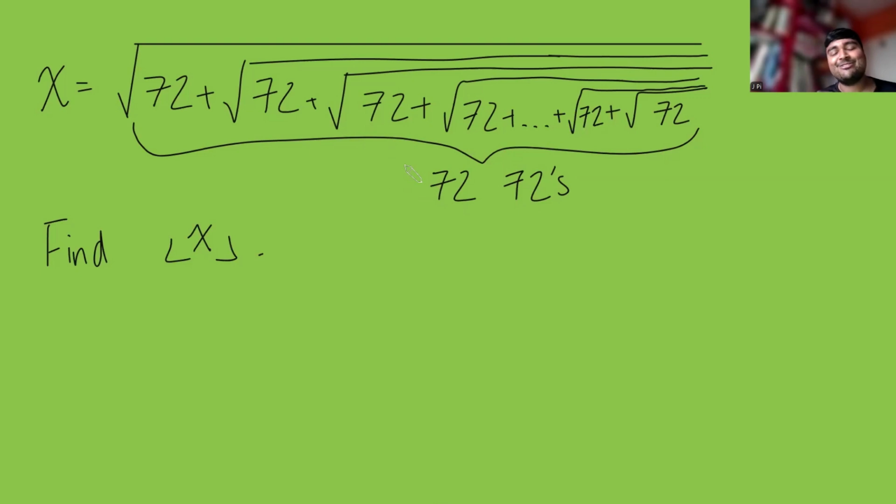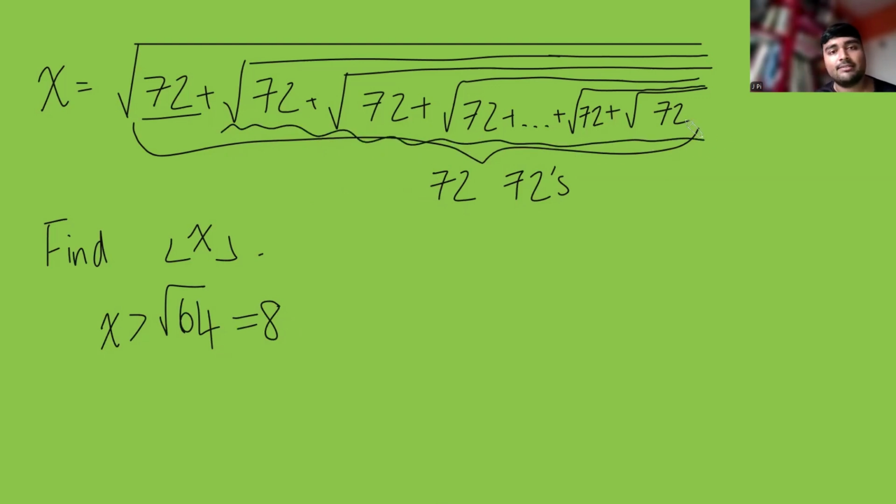Now, what's really nice about this solution is that it involves a really slick trick, and it's actually quite a short solution. What we're going to do here is firstly make an observation that pretty clearly x is bigger than root 64, which is 8. And that's because 72 is obviously bigger than 64, and all of this stuff here is positive. Great, so x is definitely bigger than 8.